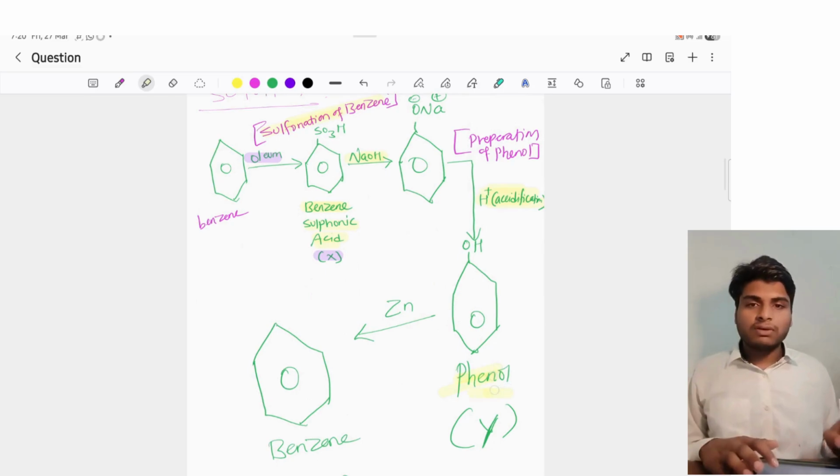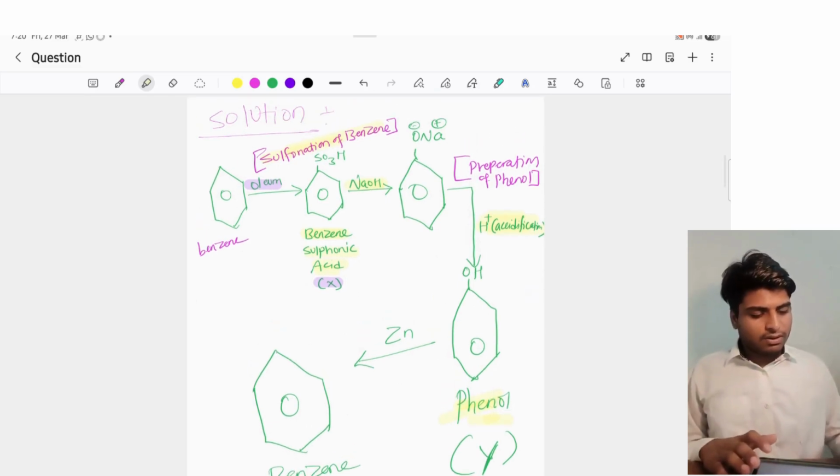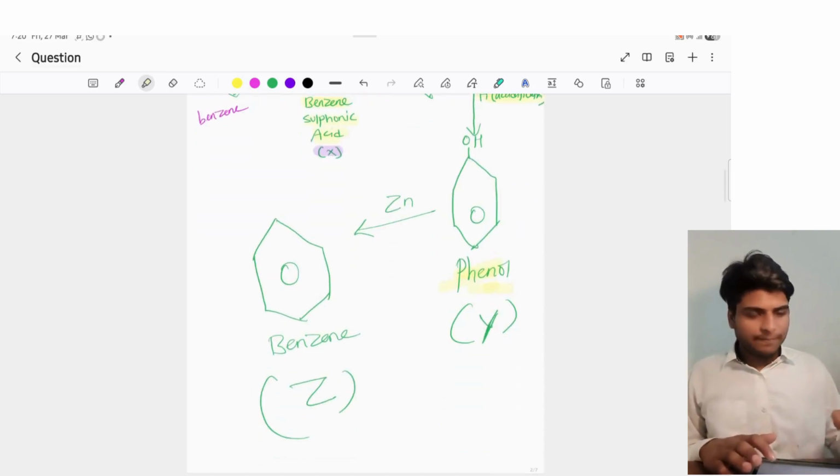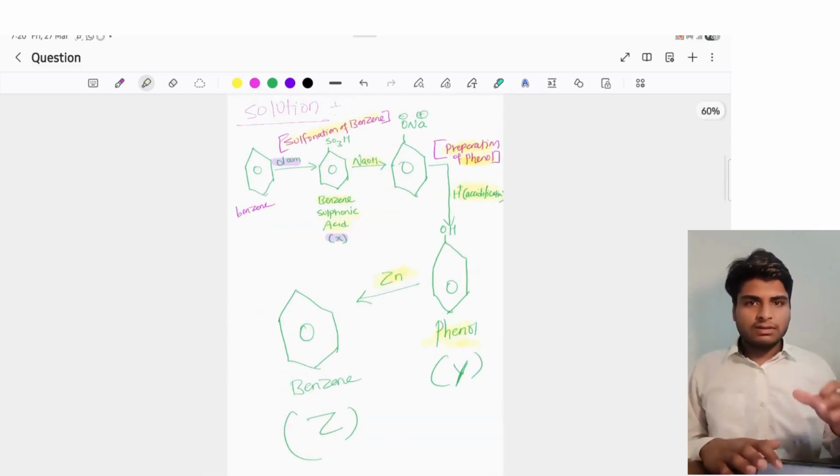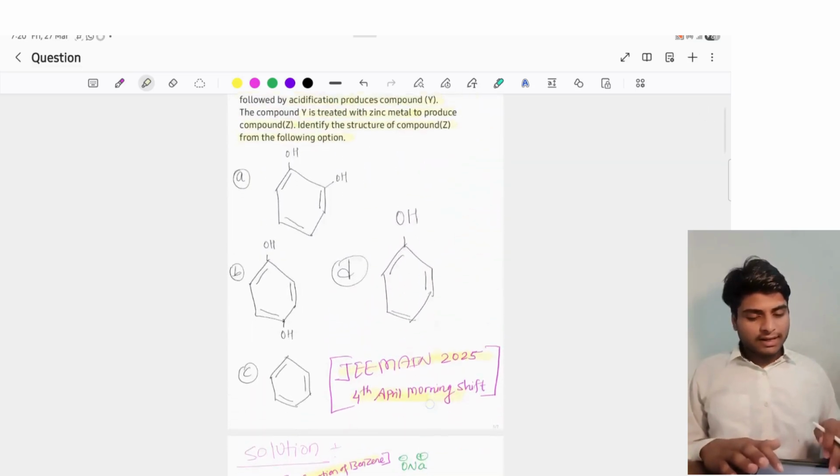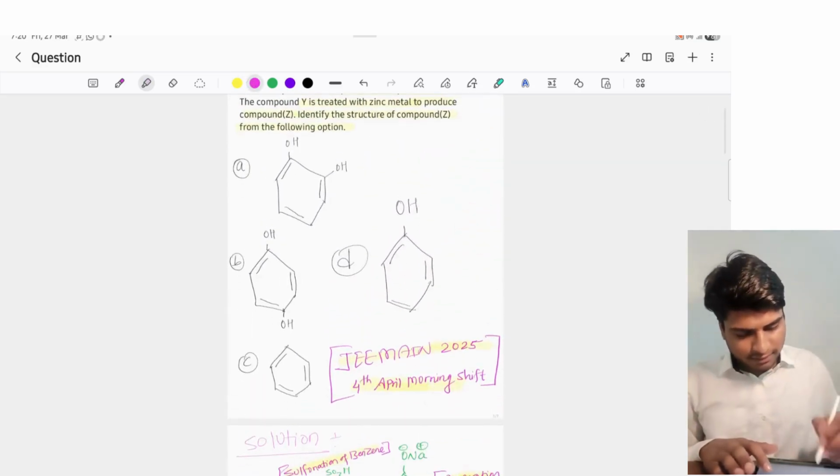That is, we will get Y component. This acidification we will get preparation of phenol. In the section of preparation of phenol, we read that when phenol reacts with zinc dust upon heat, it will give benzene. By this we will get the structure D, benzene.